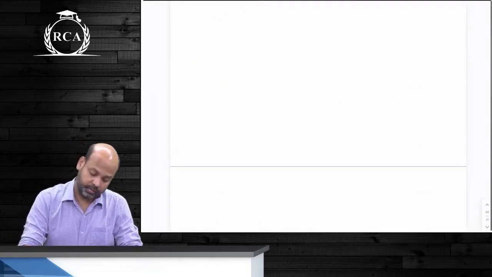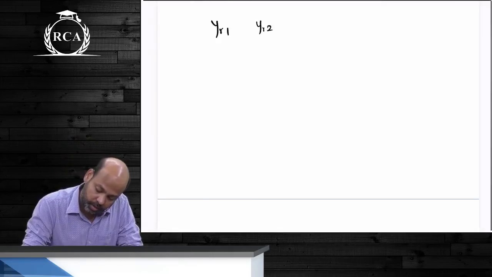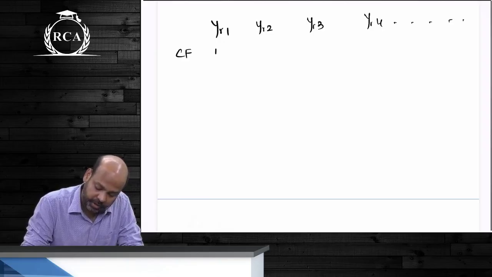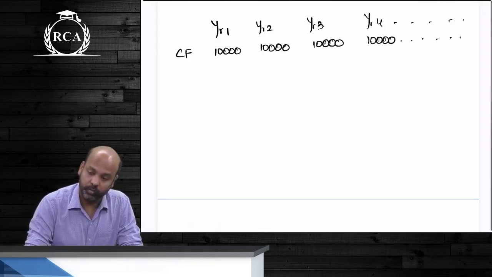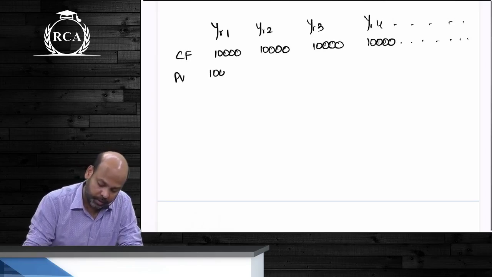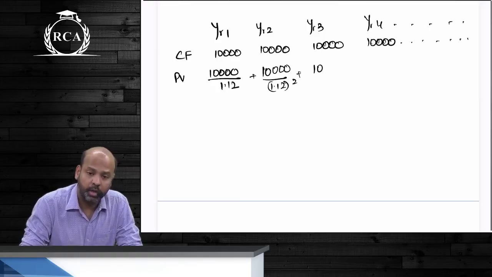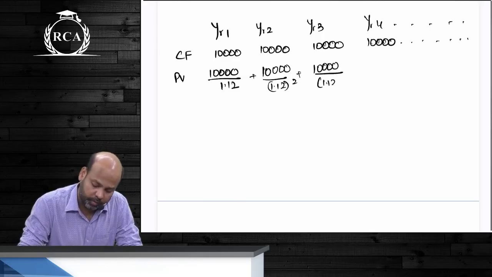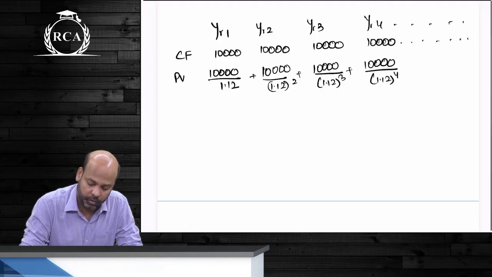उसके नीचे बेटा write like this. Year 1, year 2, year 3, year 4, so on. Cash flow, CF matlab cash flow. It is 10,000, 10,000, 10,000. Present value will be 10,000 divided by 1.12, 10,000 divided by 1.12 whole square, 10,000 divided by 1.12 whole cube, and 10,000 divided by 1.12 whole power 4, so on.